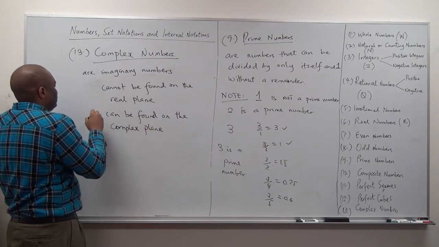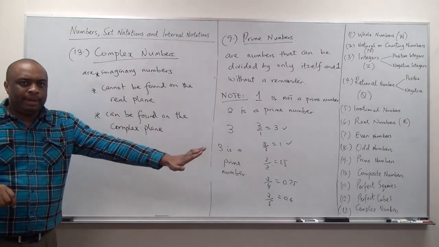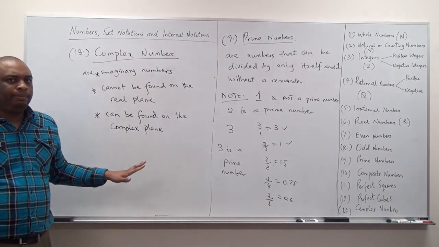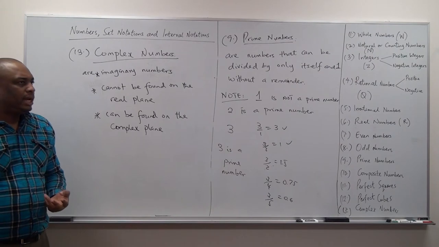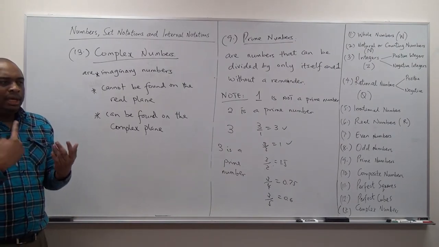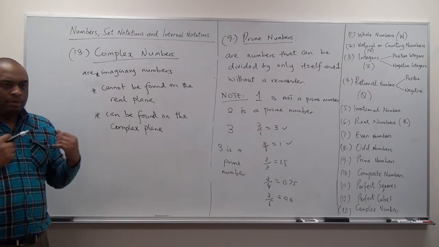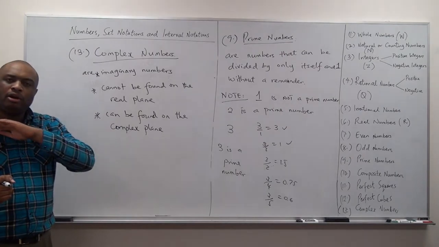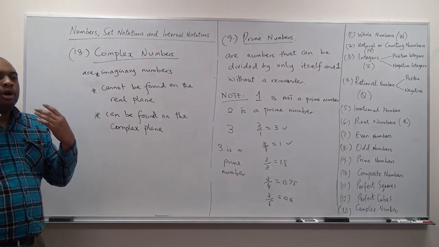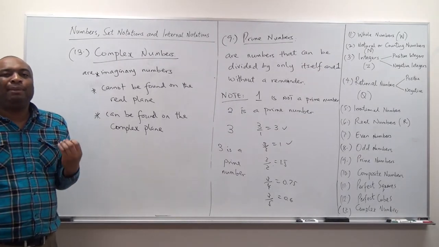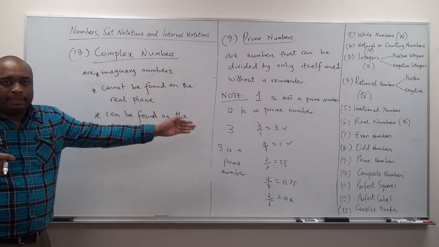So let's talk about this, although I'm just going to mention it. Real numbers: any number that can be found on the real plane. You have natural numbers, whole numbers, integers, fractions, decimals, even numbers, odd numbers, prime numbers, perfect squares, perfect cubes, rational numbers, irrational numbers. All of them are real numbers. But we also have a set of numbers we call imaginary. They are not real. They are imaginary numbers.